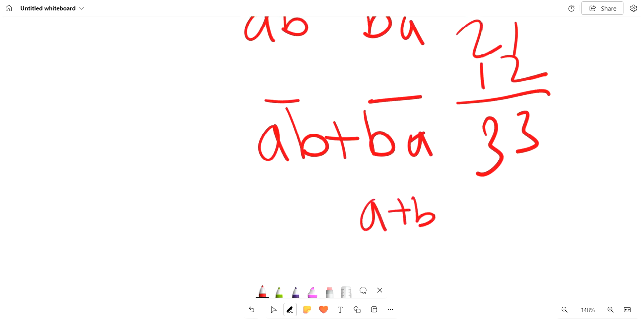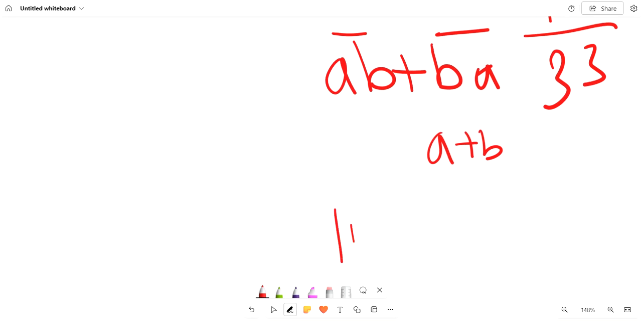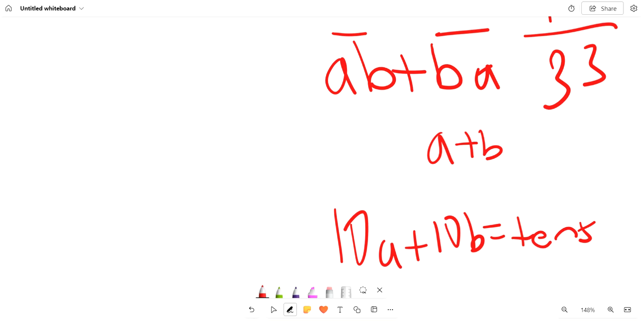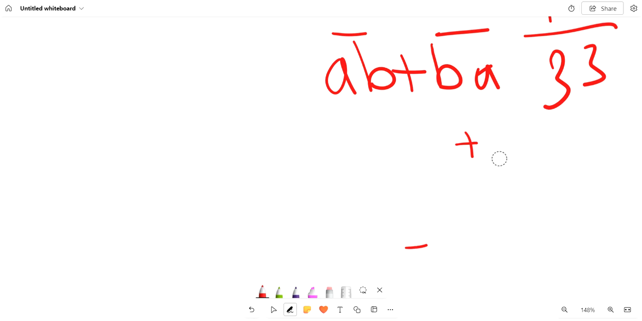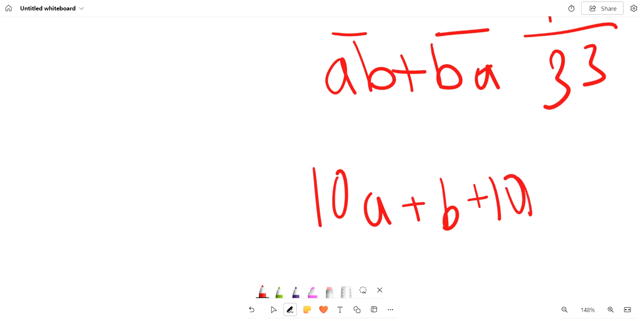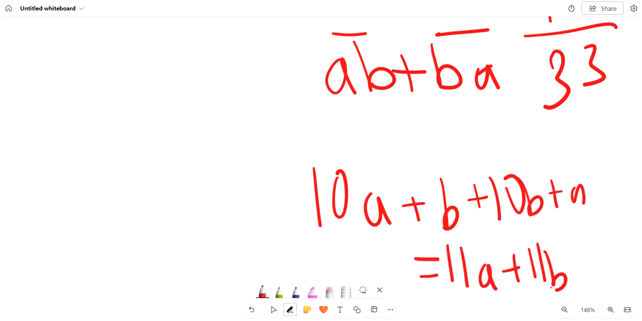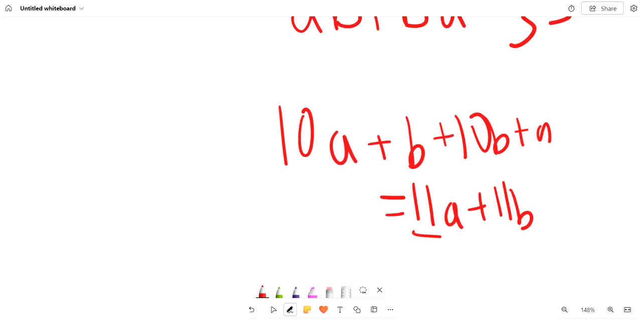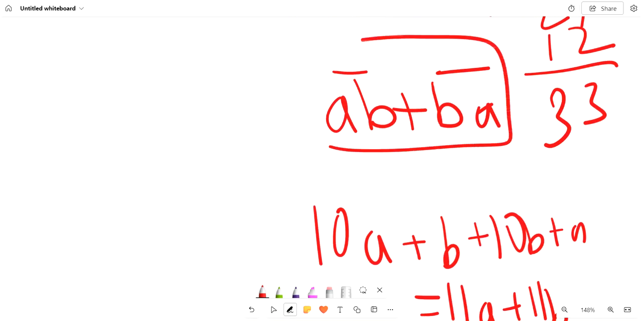Basically, with these single digits, we have 10A plus B, plus 10B plus A. We get 11A plus 11B, and since we know A and B are integers, this is divisible by 11.